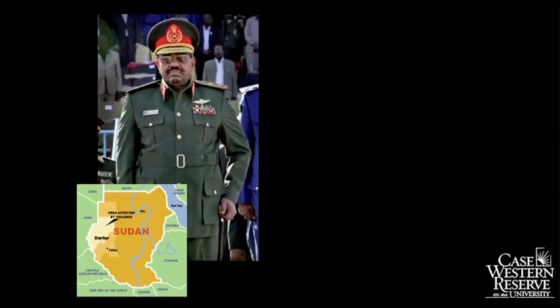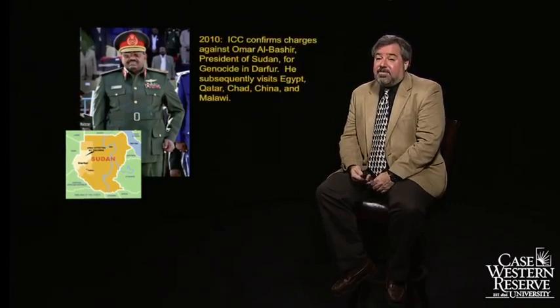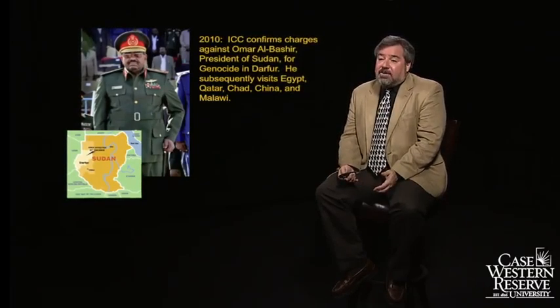This fellow is al-Bashir, the president of the Sudan. He has been indicted by the International Criminal Court for genocide in Darfur, a region of the Sudan where his opposition has been wiped out by perpetrators that are loyal to him. The International Criminal Court has confirmed the genocide charge, has issued an international arrest warrant against him. Now, he's kind of a ballsy guy. He's got a lot of courage, a lot of chutzpah. What does he do? He ignores the international arrest warrant.